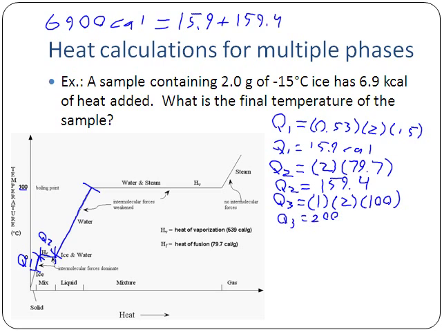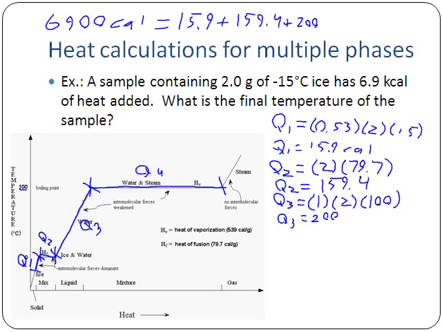Still, we have not gotten anywhere close to our total. We're nowhere close to 6,900, so we don't even have to do any math with that. We just know we're not there yet. Our next segment would be going all the way across here, from wherever it started as water to when it boils off. If the previous one was our Q3, this one will be our Q4.